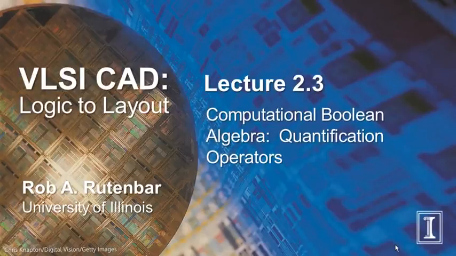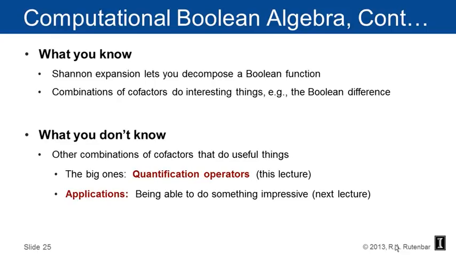Now we're going to combine the Shannon cofactors in yet more interesting ways to yield some things called quantification operators. So you know that the Shannon expansion lets you take Boolean functions apart and put them together in interesting ways using the Shannon cofactors. Combinations of cofactors do interesting things. We just introduced one, right? The Boolean difference, which was based on the exclusive OR of cofactors. Now we're going to look at other combinations of cofactors. The big ones are these things called the quantification operators. And once I've gotten the quantification operators defined for you, we're going to apply them. We're going to actually be able to do something really impressive.